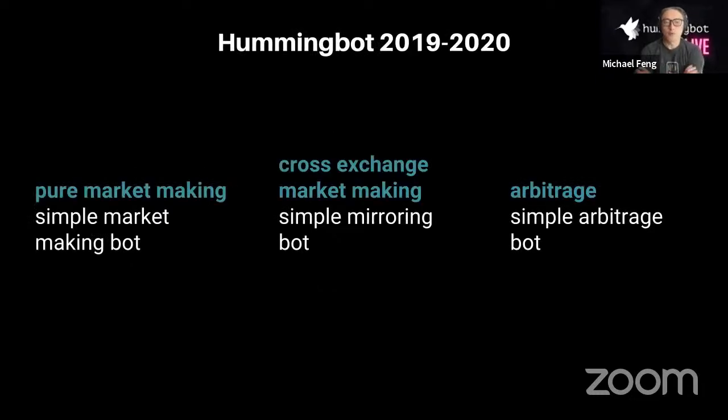When we first started, there were three main strategies we had at Hummingbot, and we called them pure market making, cross-exchange market making, and arbitrage. Let me show off the pure market making strategy. That was really the one that a lot of people have been using, because for market making, that was our flagship strategy in the past.